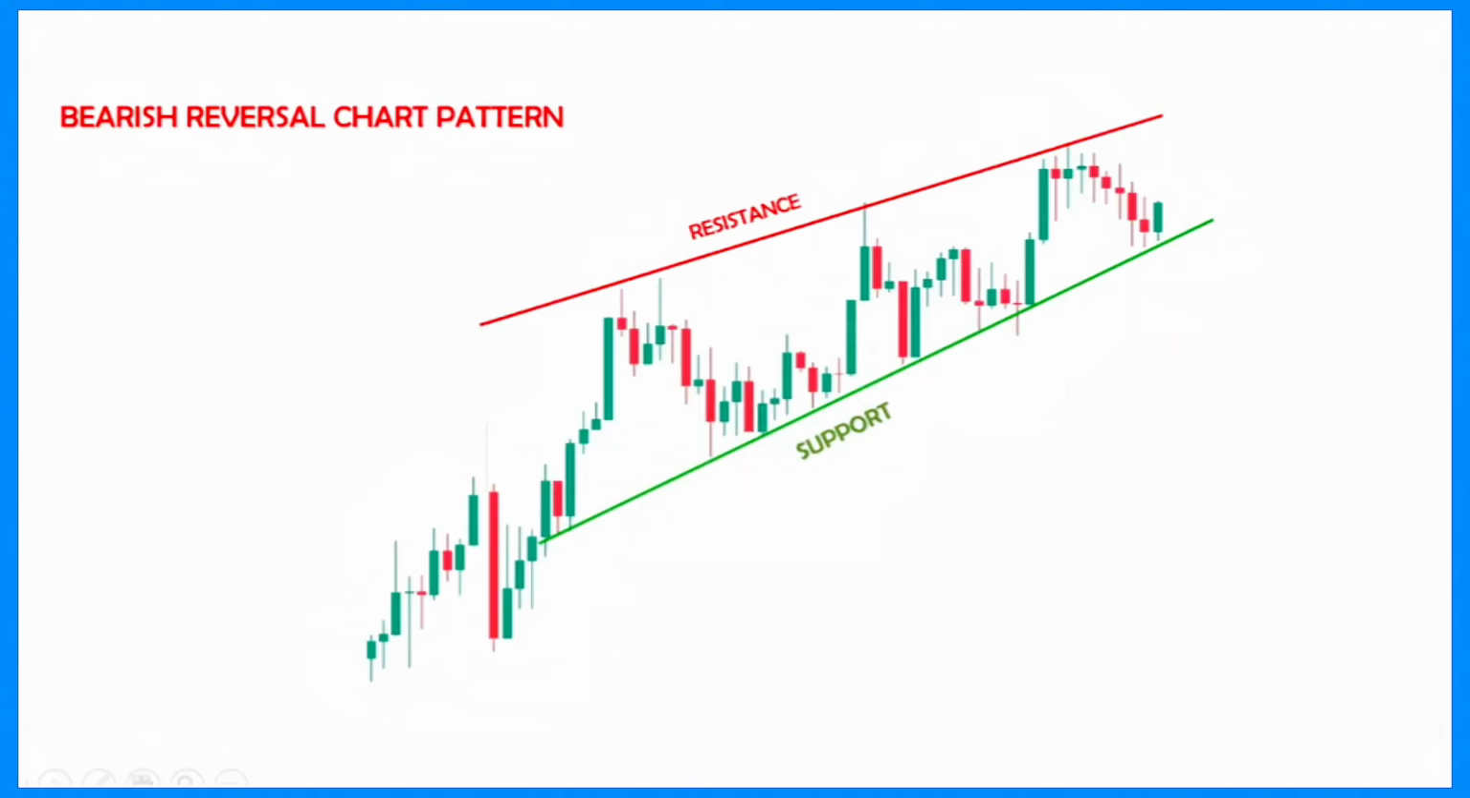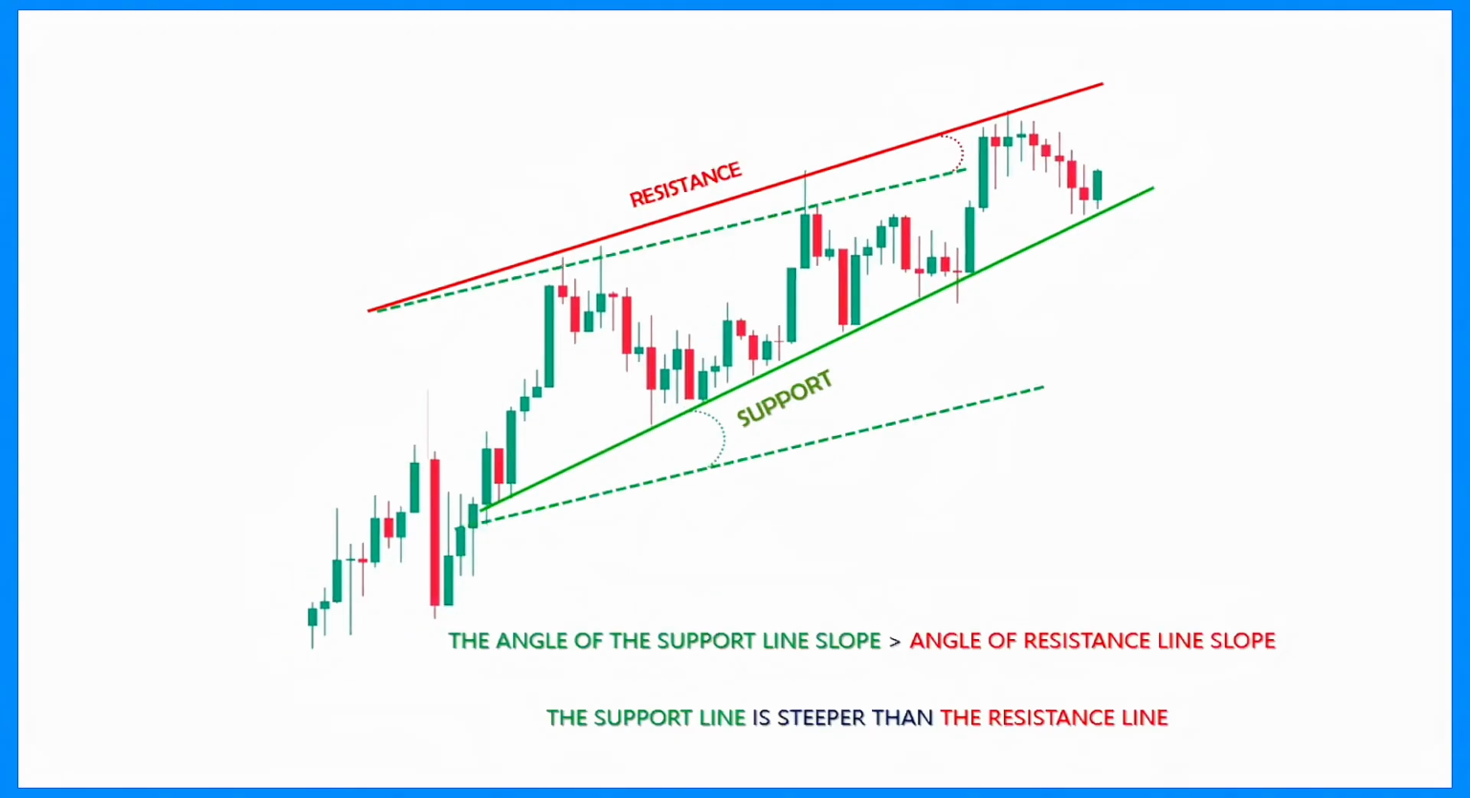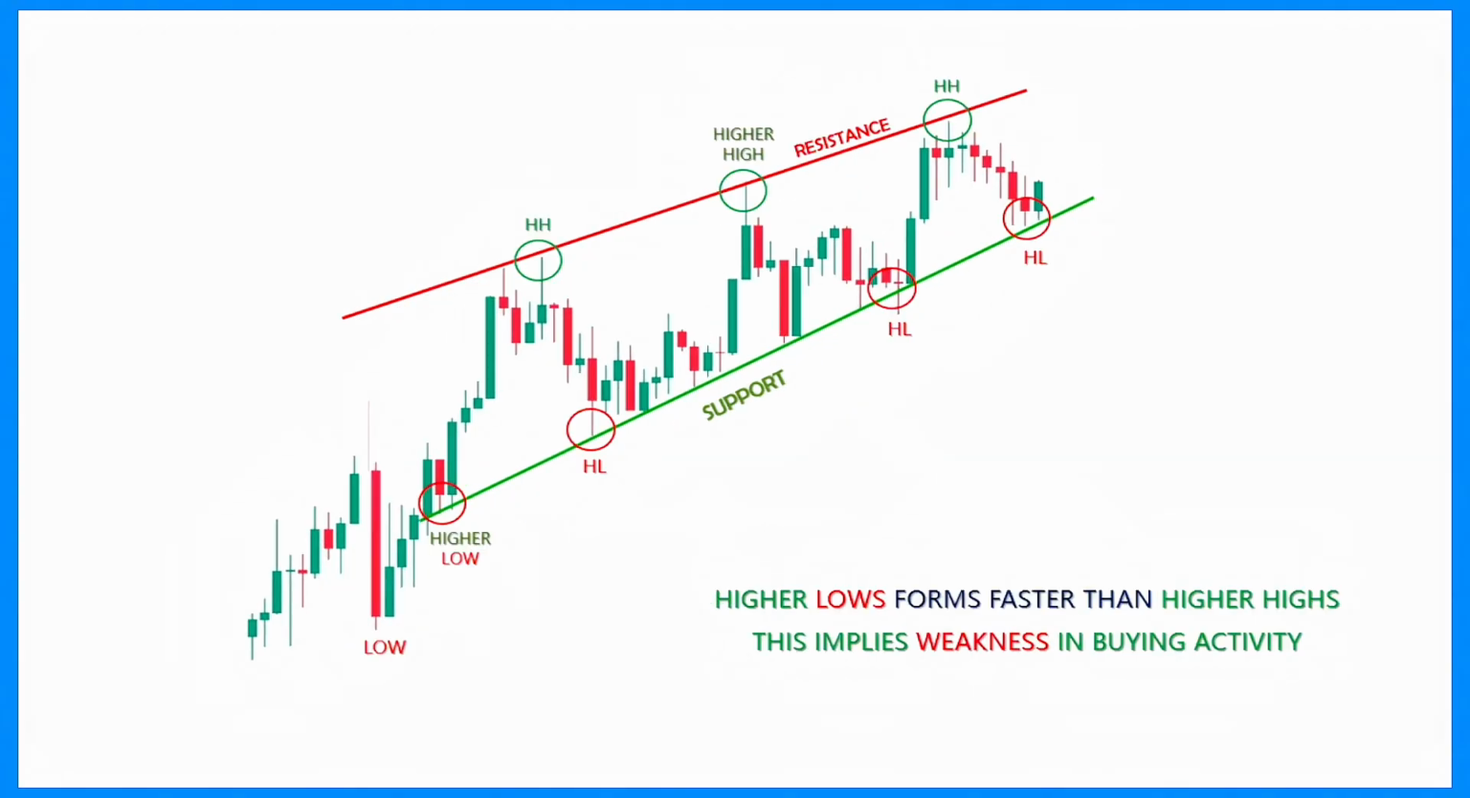A rising wedge is a popular bearish reversal pattern. It starts wide at the bottom and contracts as the price moves upward, forming between two upward sloping trend lines. The key thing to notice here is that the support line rises faster than the resistance line. This tells us that buying momentum is weakening while selling pressure is gradually building up.